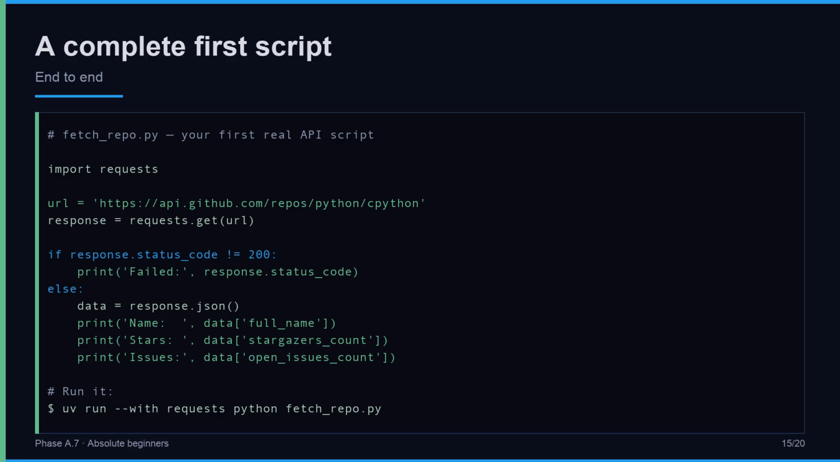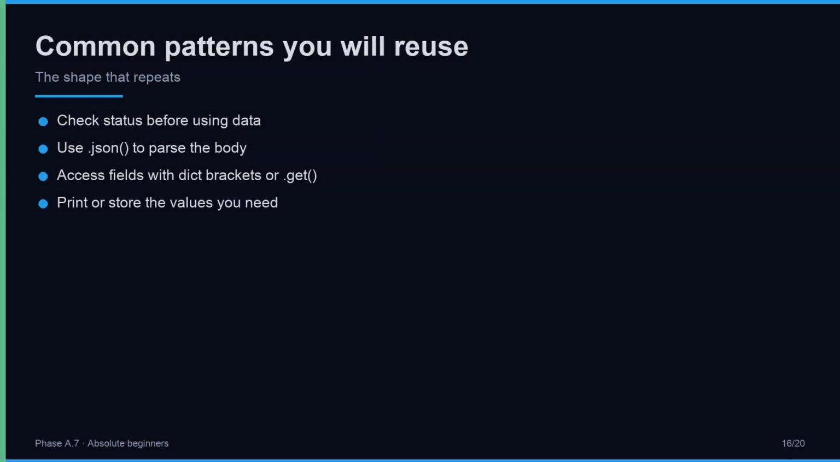Run it with uv run --with requests python fetch_repo.py. That is a real API client in 15 lines of Python. Everything else you learn about APIs is just variations on this pattern. 15 lines, real client. A few patterns repeat in almost every API script you write.